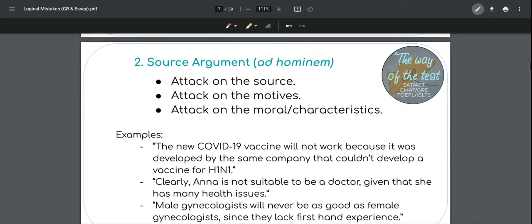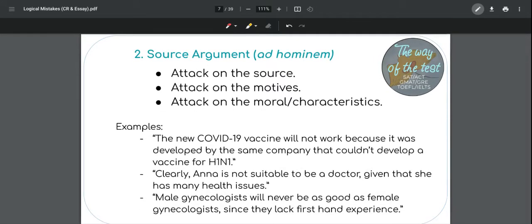It works like this. In argumentation, when there are two or more positions being taken, instead of attacking the argument, the author of the text, or whoever is taking a position, is going to attack the source, the motives, or the moral characteristics of the person making the argument. That means you're not going to try to rebut the argument. You're just going to try to say that the argument is wrong for other reasons.